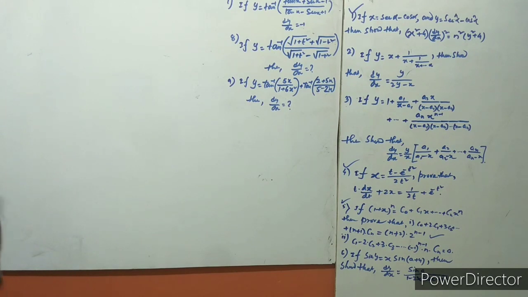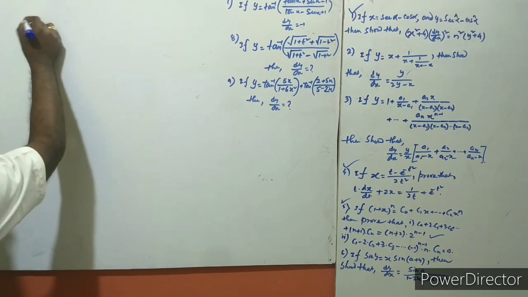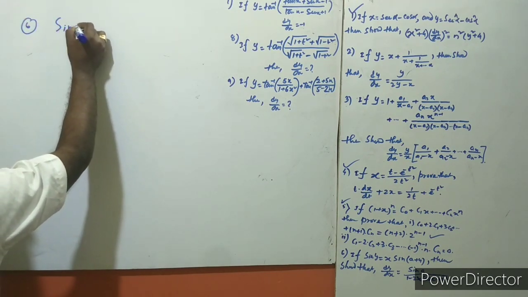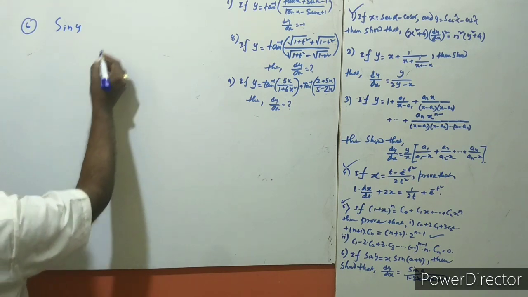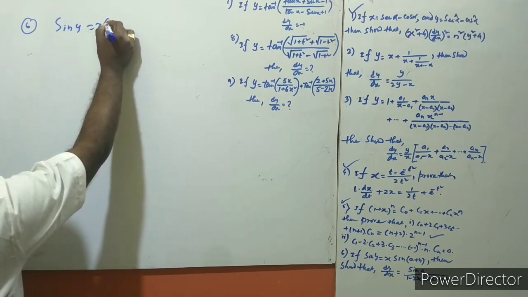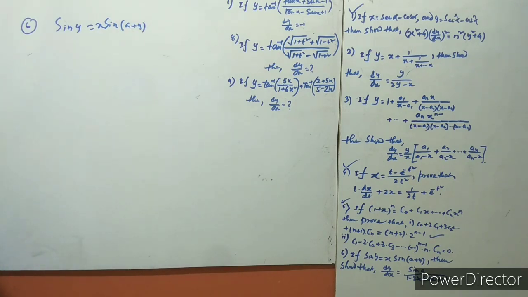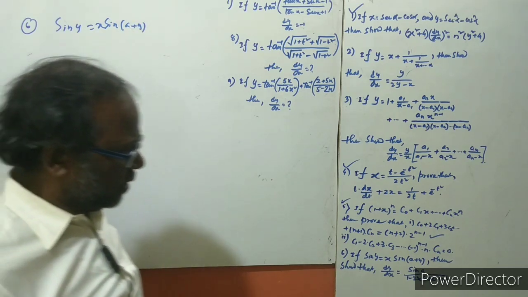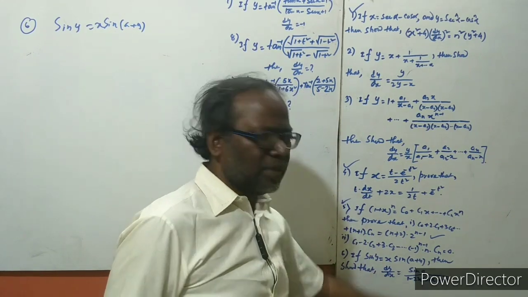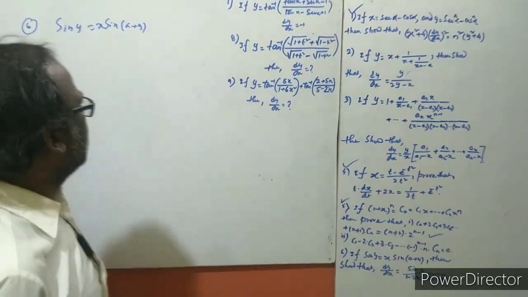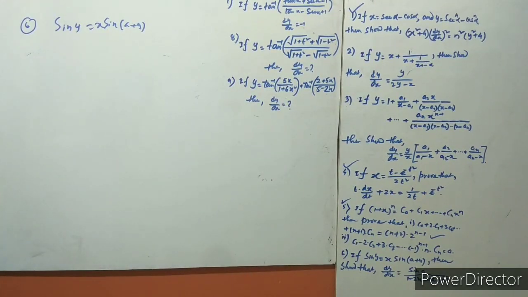For that question, the answer is subject to x. But for this question, there are two types of answer: dy by dx subject to x, and dy by dx subject to y. Now see, first of all we want to show the subject to y. Maybe we have to prove this question.